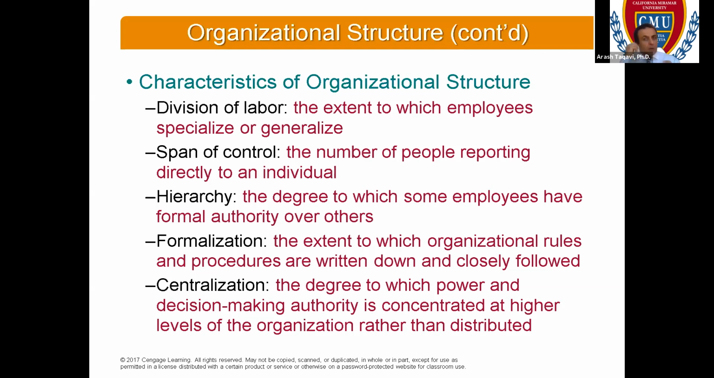Sometimes division of labor in an organization is like casting in cinema. You know which tasks you have at first and what positions are defined for the tasks. And after that, which group of specialists, which group of experts are good for that task or that position. It is division of labor. And span of control is the number of people reporting directly to an individual.